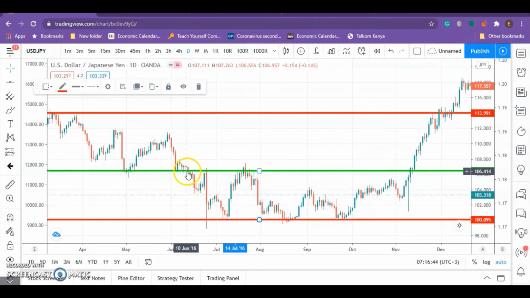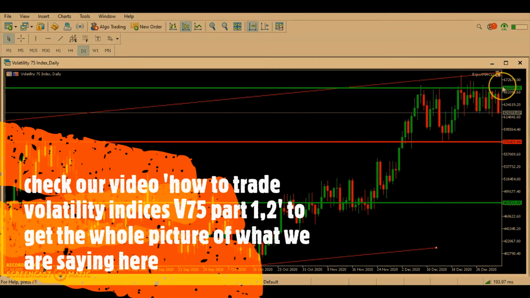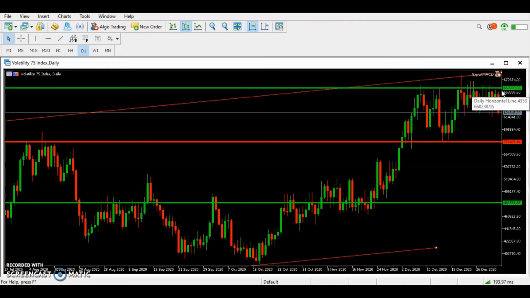Let's take a look at the derivative. This is our derivative. We talked about it in part 2, where we said that its behavior on this resistance line determines whether we buy it or we sell it. I personally sold it when it reached about this point. I will attach a screenshot, or rather a video, to show you where I took my trades.